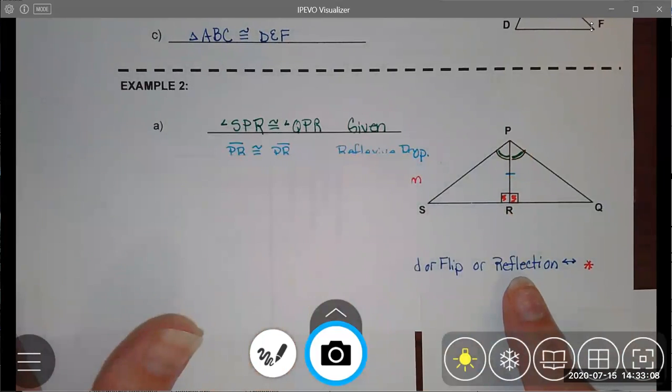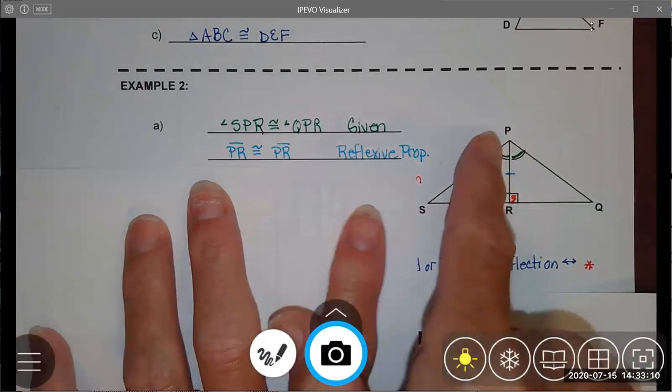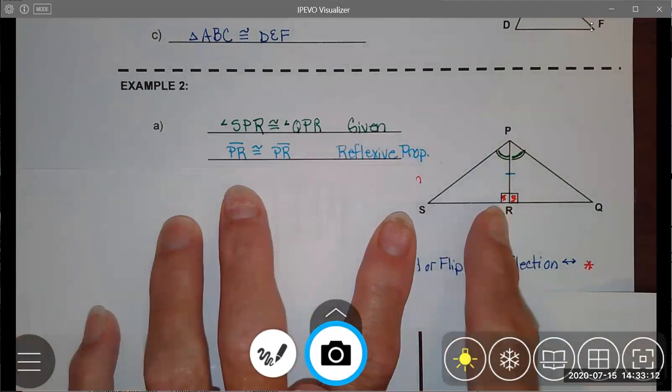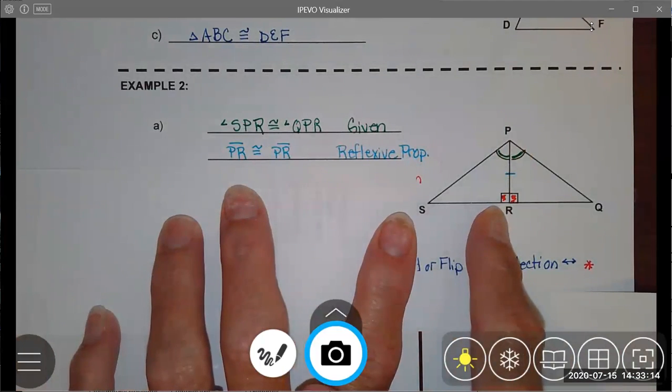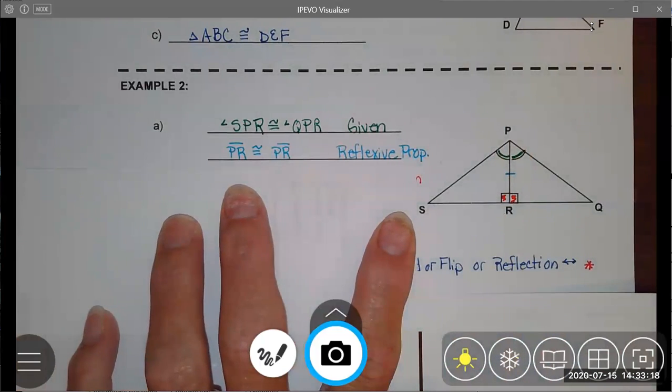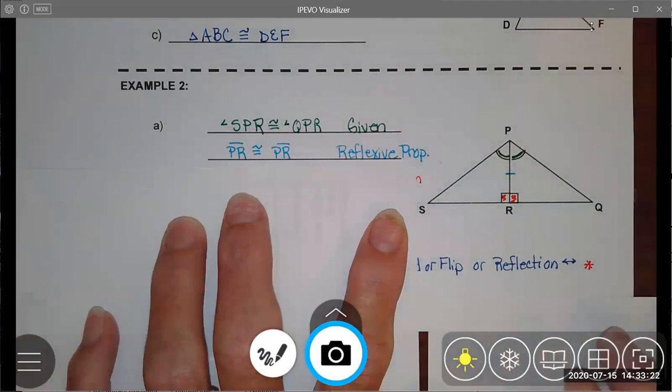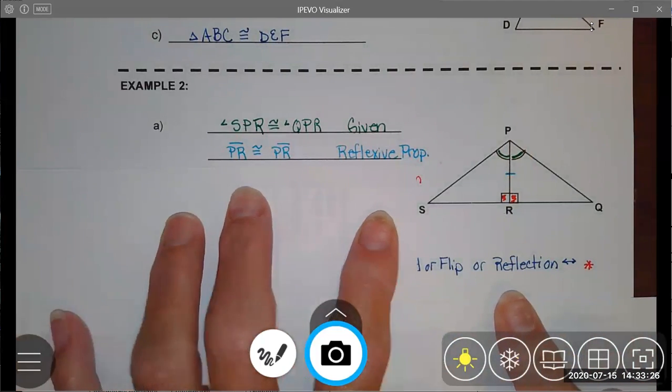I was also given that by the reflexive property, this is what I sometimes call a hidden congruency. By the reflexive property, PR is shared. It is a common side. It's shared in both triangles. And we know by reflexive property that you are equal to yourself. PR is congruent to itself, reflexive.